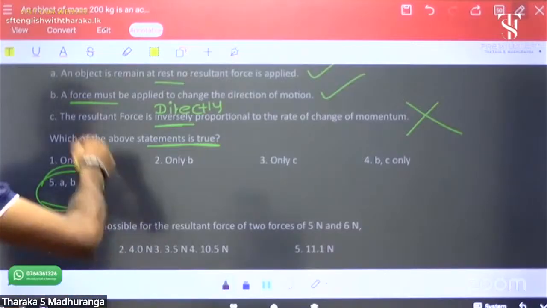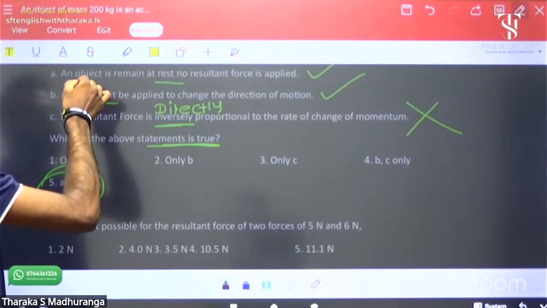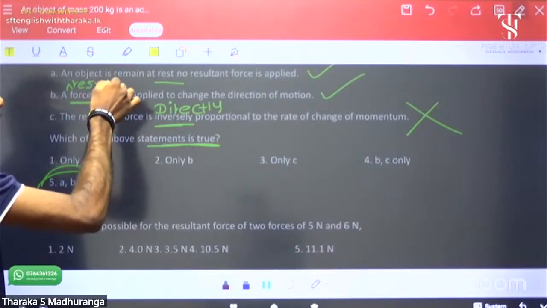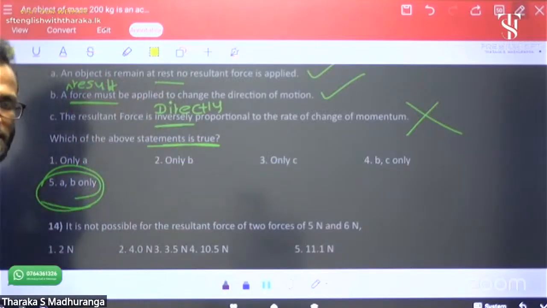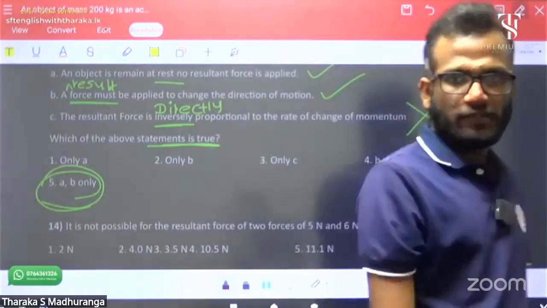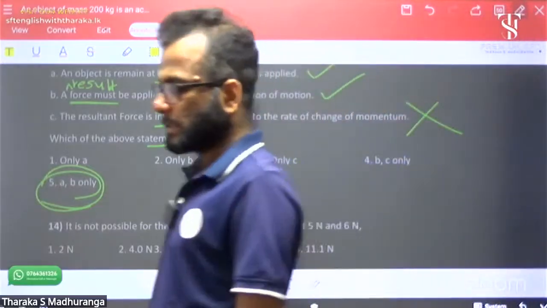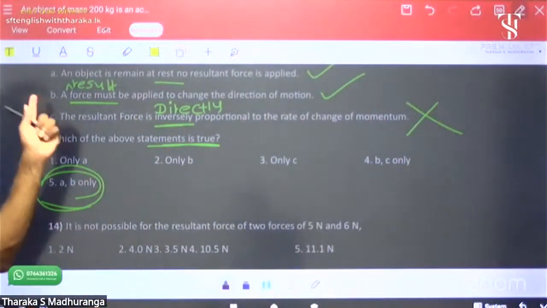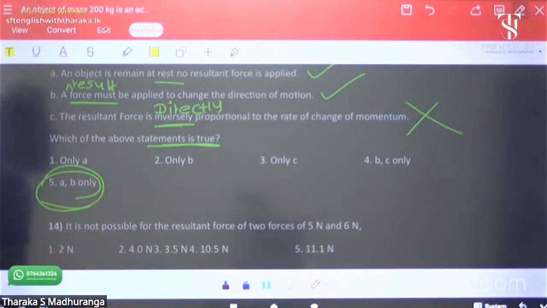Yeah, if it had been given as resultant force here, it's more correct. It's more accurate if it is given resultant force. Yes, that's true. But force also is not wrong. We can't say it's wrong. It's optional.